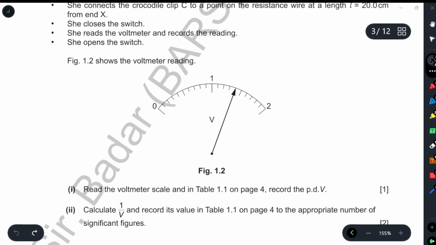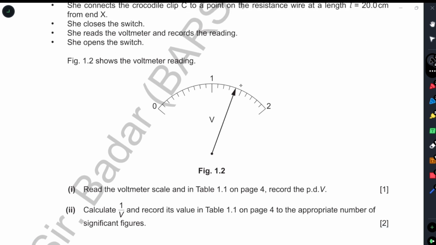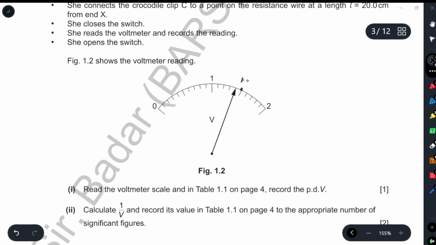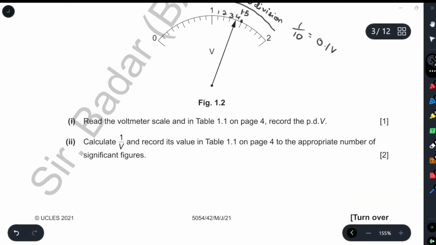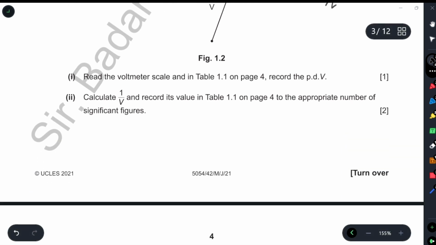So we can easily say that, all right, you've got a total of 10 divisions. So each division is going to be how much? It's going to be 1 divided by 10, hence 0.1 volts. So according to that, that's going to be 1.1, 1.2, 1.3 and 1.4 volts. So you can easily tell that the total reading is going to be 1.4 volts. I hope that makes it clear.